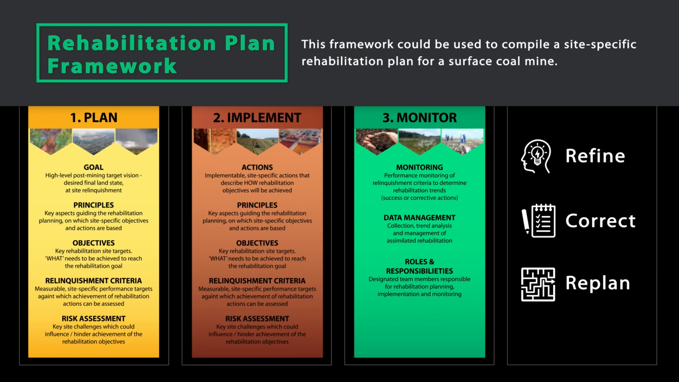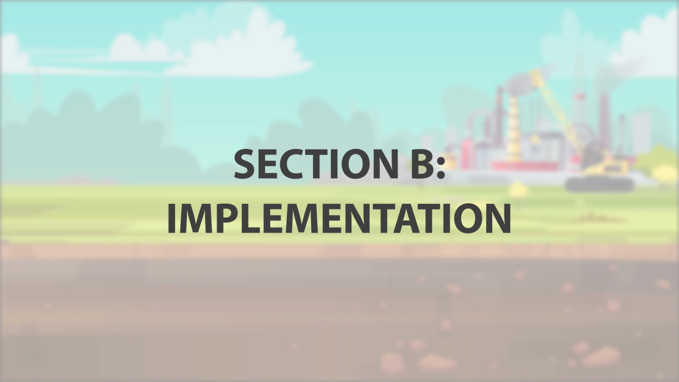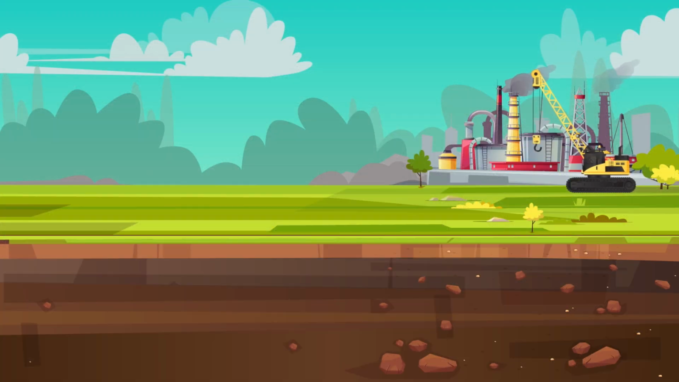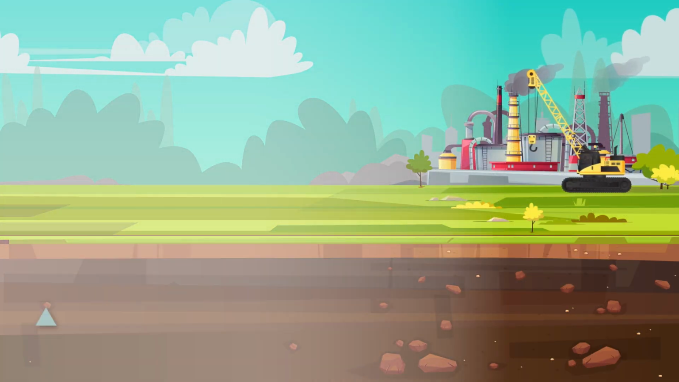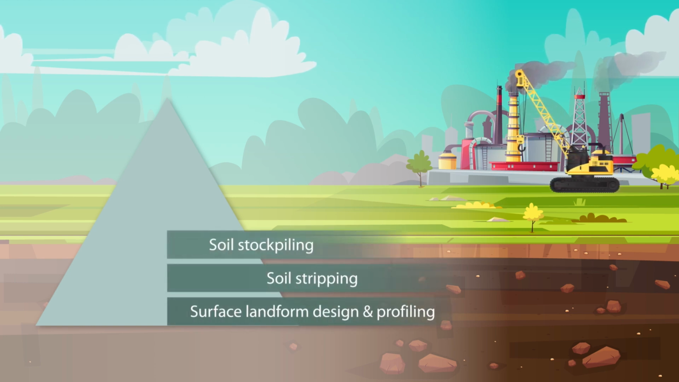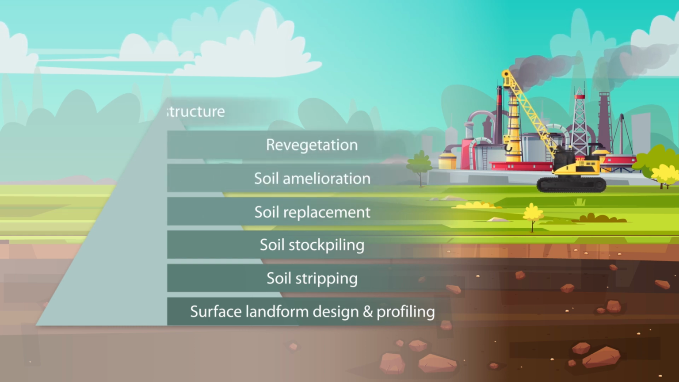This framework could be used to compile a site-specific rehabilitation plan for a surface coal mine. These steps are undertaken as a continual cyclical process. Focused and well-managed on-site implementation of the rehabilitation action is critical for a successful rehabilitation outcome. This section provides guidance for the following core components of land rehabilitation: surface landform design and profiling, soil stripping, stockpiling and replacement, soil amelioration, revegetation, and surface infrastructure.